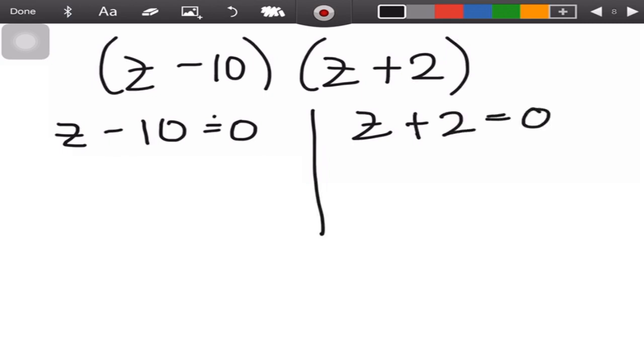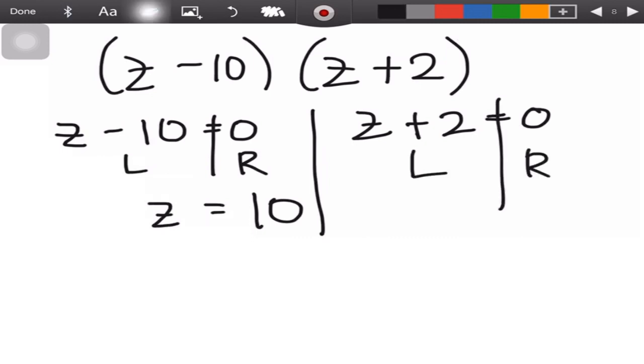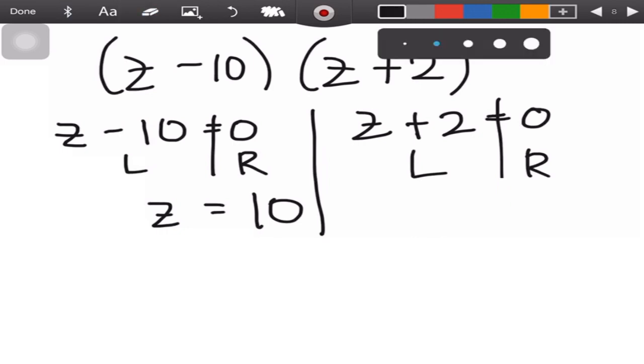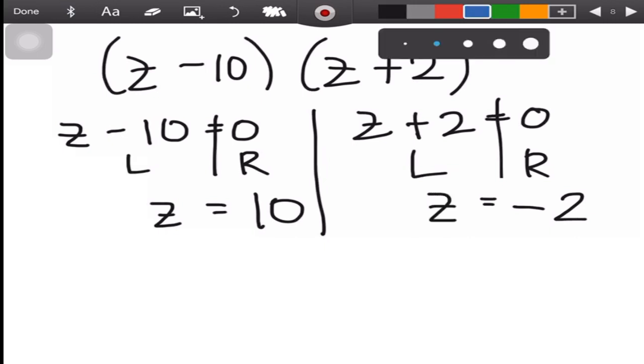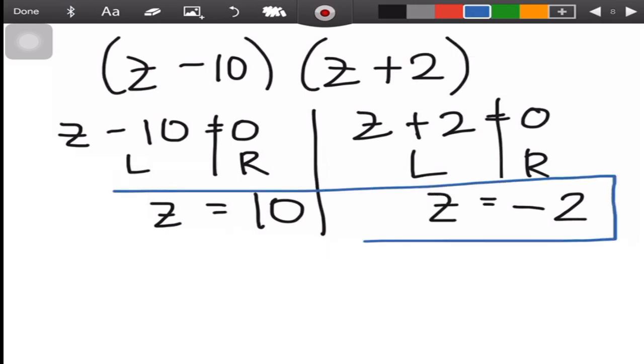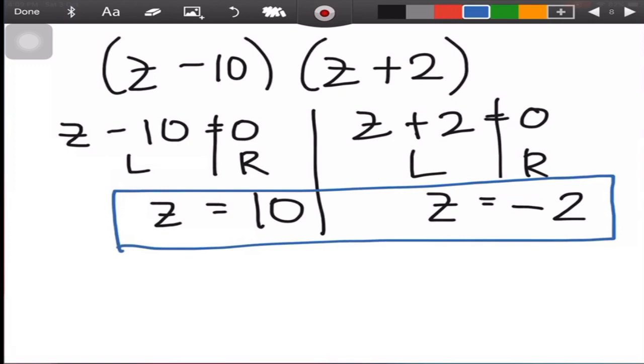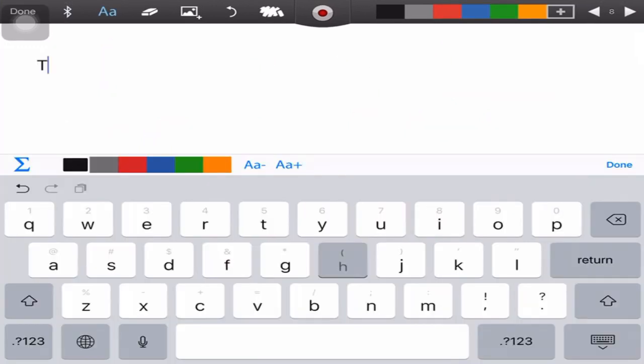So we will use the transposition method from the left side to the right side. We will transfer negative 10, it will become positive 10, and then copy z. From positive 2 on the left side, we will put it on the right side, and then it will become negative 2, and then copy z. In this example, the numbers can be 10 and negative 2.